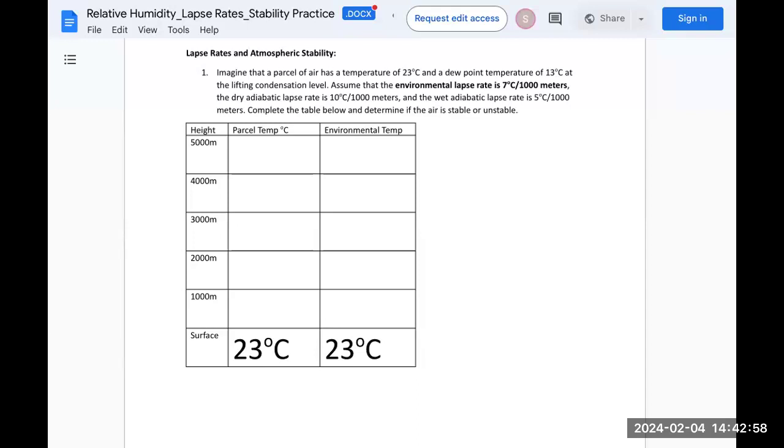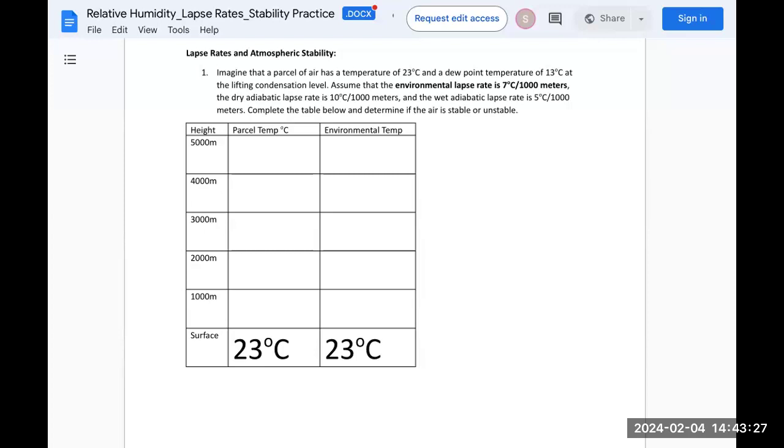So please be reading your question carefully. So here's what we're going to do. We're first going to look at the parcel temperature, and then we will look at the environmental temperature. In determining the stability of air, you need to compare the parcel temperature to its surrounding environmental temperature, and there are some rules in the textbook, and I also gave you another document in the lab.